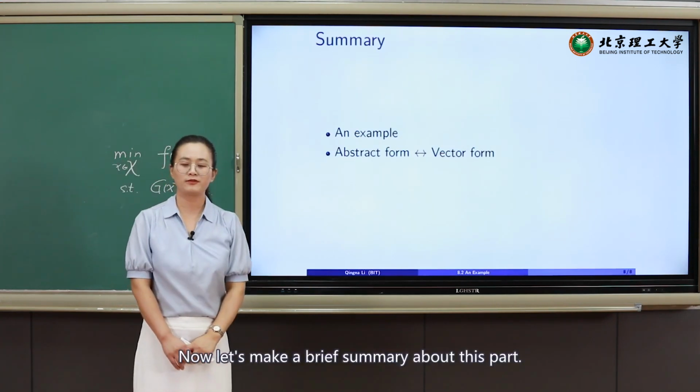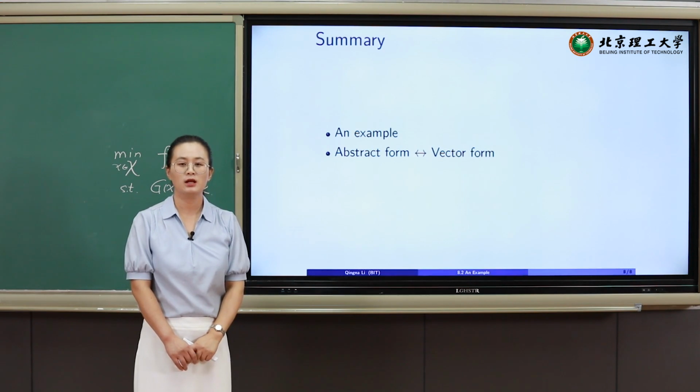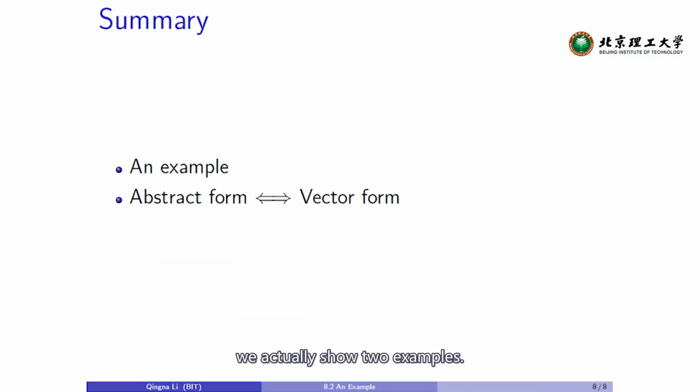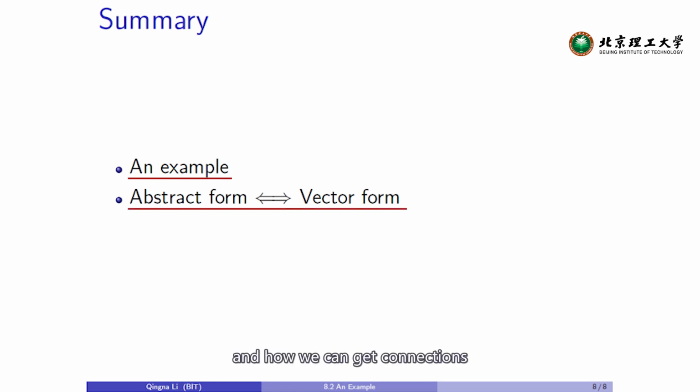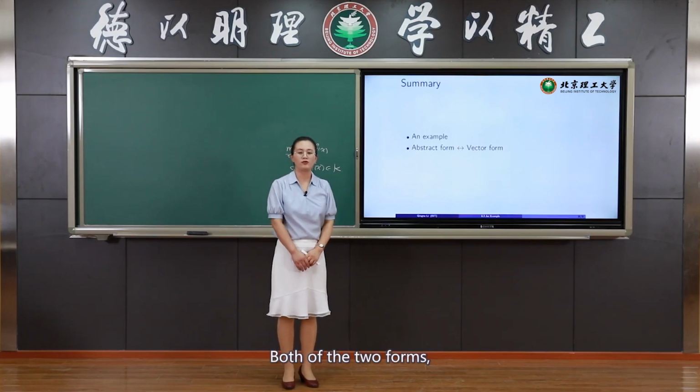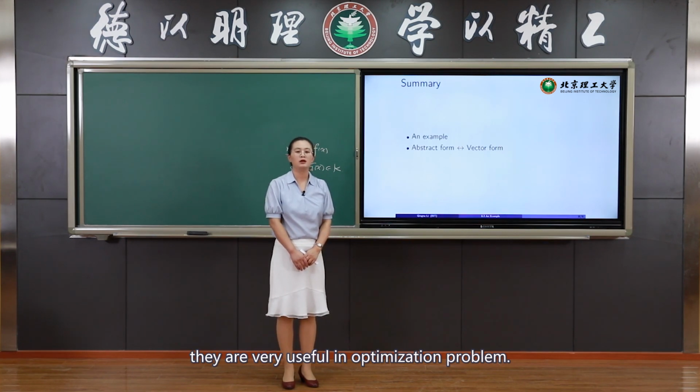Now, let's make a brief summary of this part. We showed two examples, and through them we showed how we can use the abstract form to derive KKT conditions, and how the abstract form connects with the form in Chapter 7 for KKT conditions. Both forms are very useful in optimization problems. Okay, we stop here and see you next time.